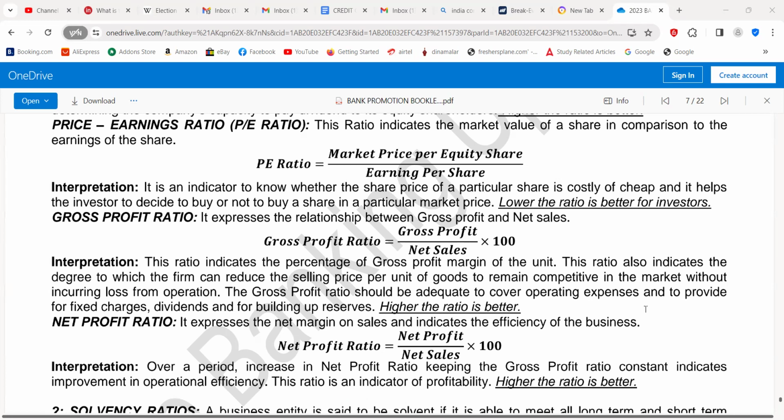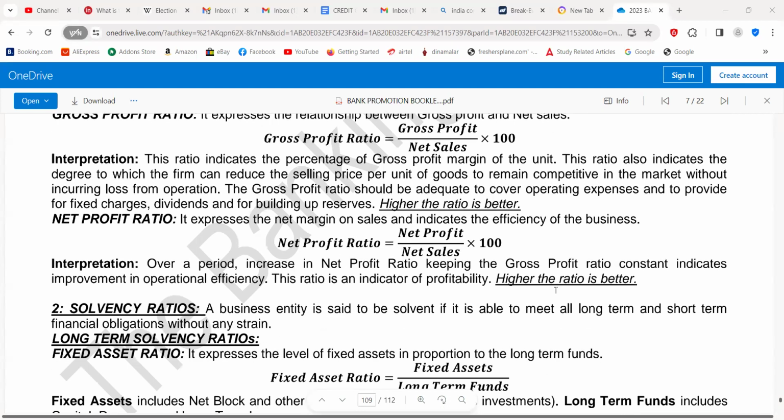The gross profit ratio should be adequate to cover operating expenses and to provide for fixed charges, dividends, and for building up reserves. Higher the ratio is better. Higher the ratio, it is better. Net profit ratio. It expresses the net margin on sales and indicates the efficiency of the business. Net profit ratio is equals to net profit divided by net sales into 100.